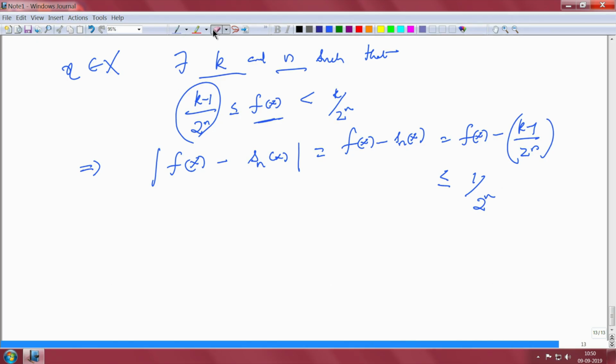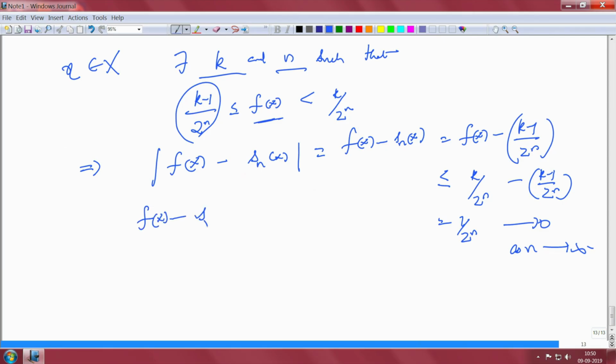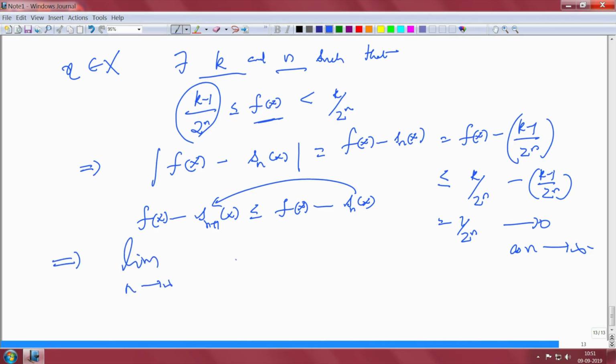Let me write one more step just to be clear. This is less than k by 2 to the n minus k minus 1 by 2 to the n, which is equal to 1 by 2 to the n, and this goes to 0 as n goes to infinity. Okay. Remember, the Sn's are increasing. So, if I look at f of x minus Sn of x and f of x minus Sn plus 1 of x, the latter is going to be less than or equal to f of x minus Sn of x, because Sn is smaller than Sn plus 1, and so this goes to 0. This implies that the limit of Sn of x as n goes to infinity is equal to f of x for every x.